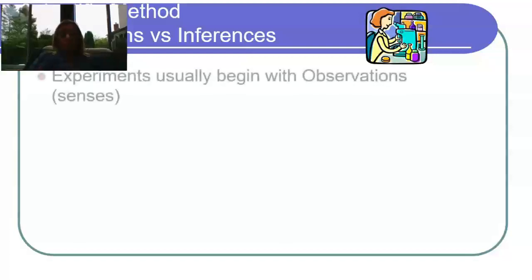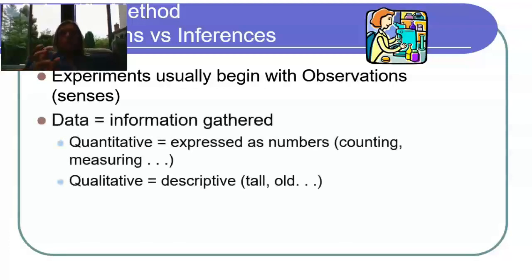Before we can get into all of that, we have to understand the difference between an observation and an opinion, or an observation and what we call an inference. So experiments begin with observations because you begin by finding a problem that you need to resolve with a solution. The data that you gather from observing the problem can be categorized two ways, either qualitative or quantitative. So qualitative might be how something looks. You would describe it. Quantitative would be something that has a number.